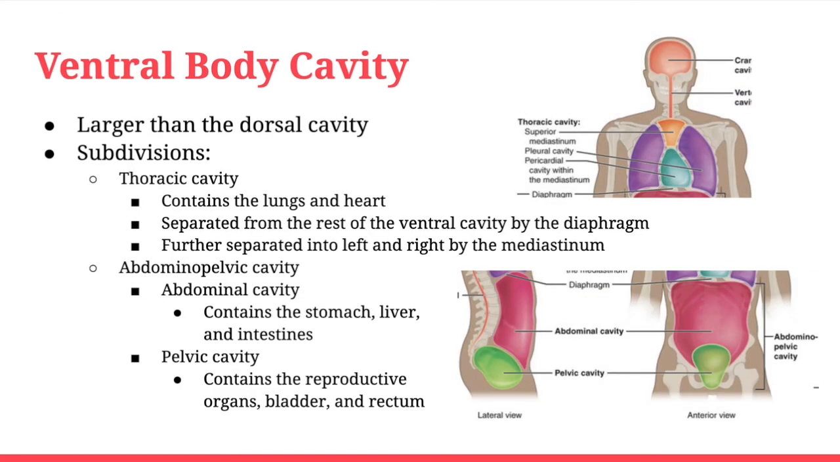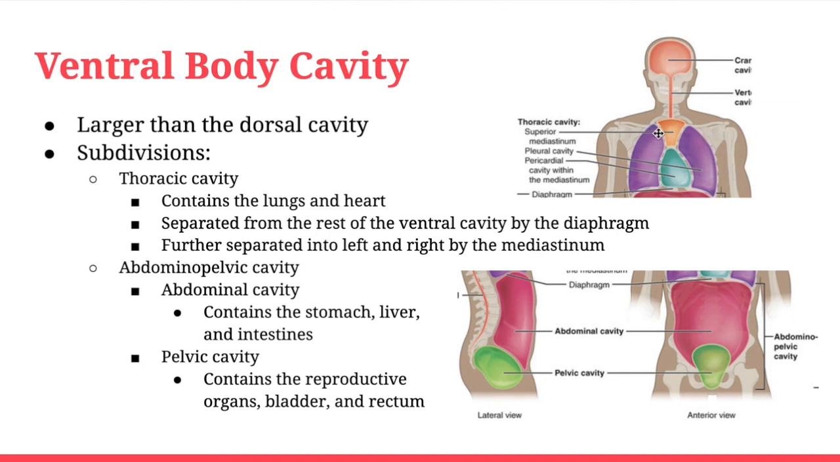Finally, we have the ventral body cavity. This is much larger than the dorsal cavity. It's got a lot more organs in it and a lot more components. So there are two main subdivisions of the ventral body cavity. You have the thoracic cavity and the abdominopelvic cavity. The thoracic cavity is going to contain the lungs and the heart. So that would be up here.